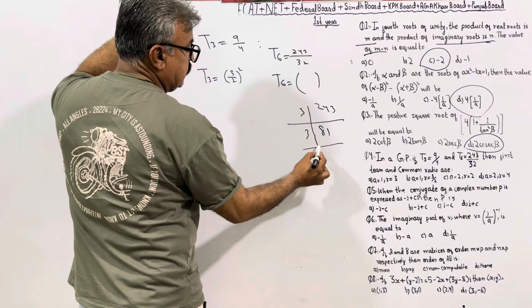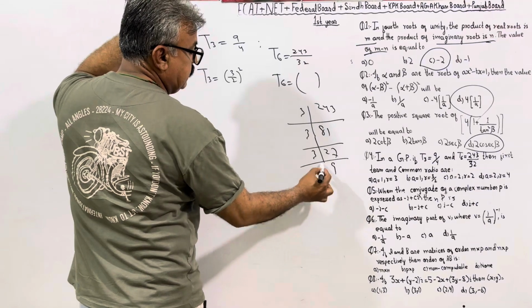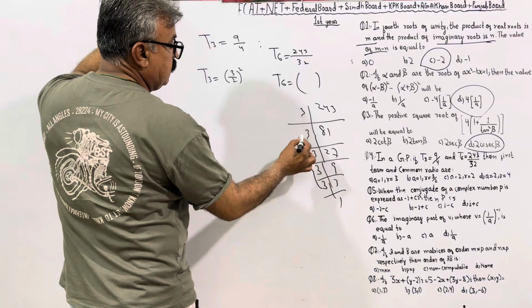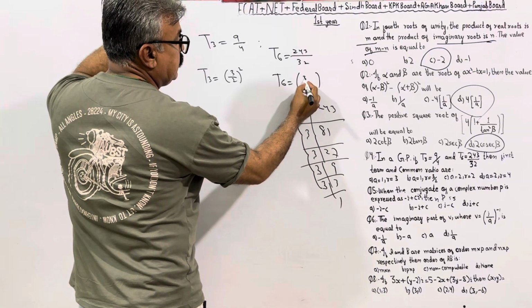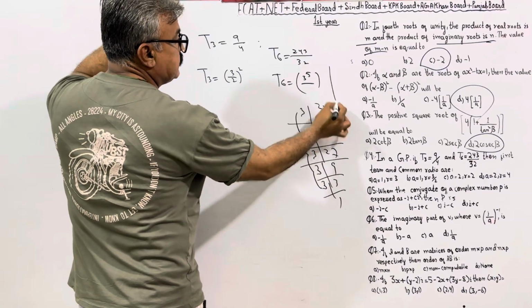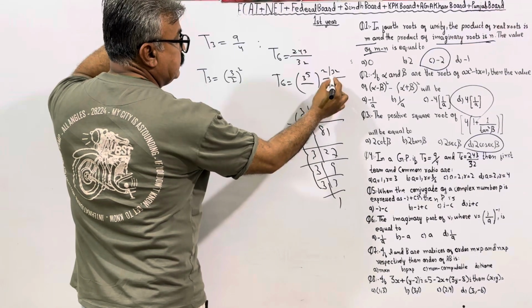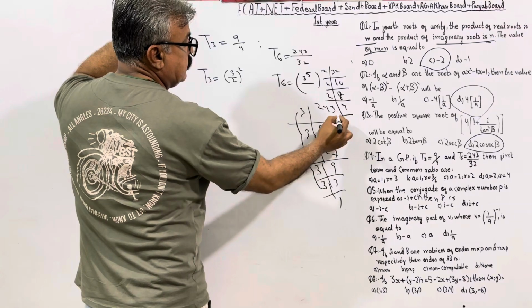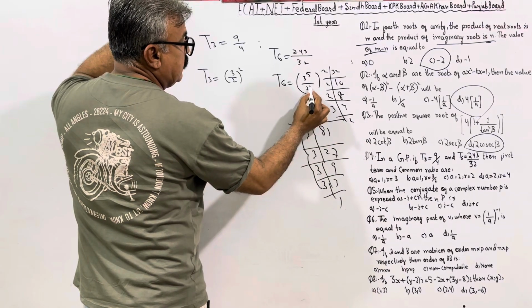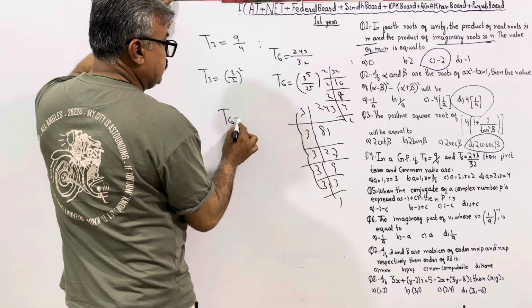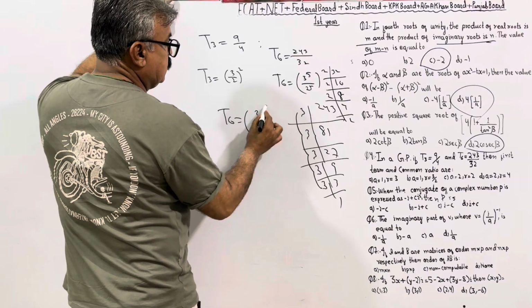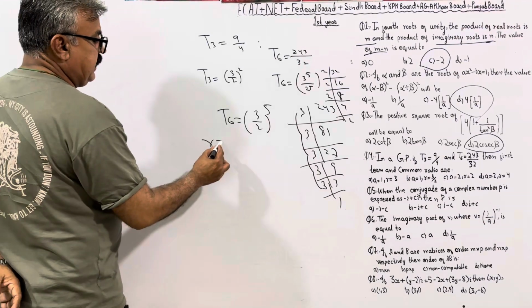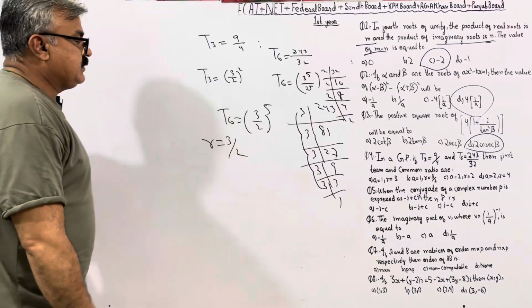243 divided by 3 is 81, again 27, again 9, 3: 3 taken 5 times. So 3 power 5 over, it must be the same, 2 power 5, since 32 is 2 times 2 times 2 times 2 times 2. So the sixth term can be written as (3 over 2) power 5. From this, we can easily judge our R is 3 over 2. Our ratio is 3 over 2.